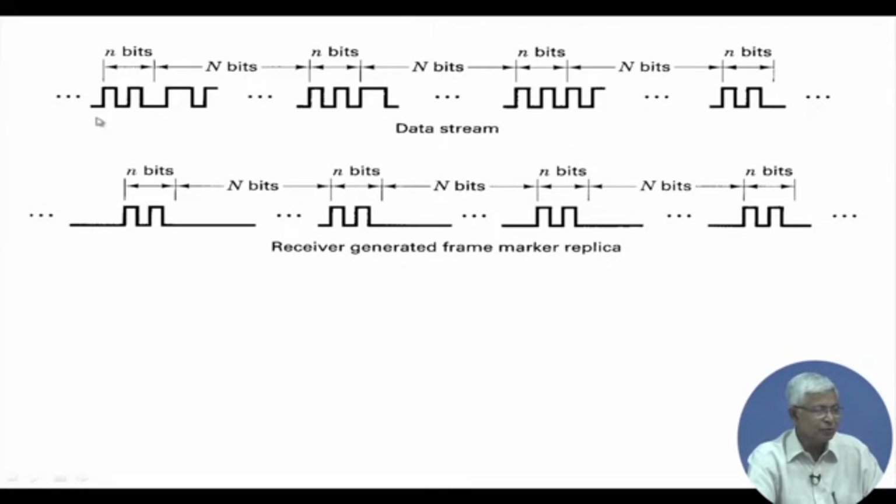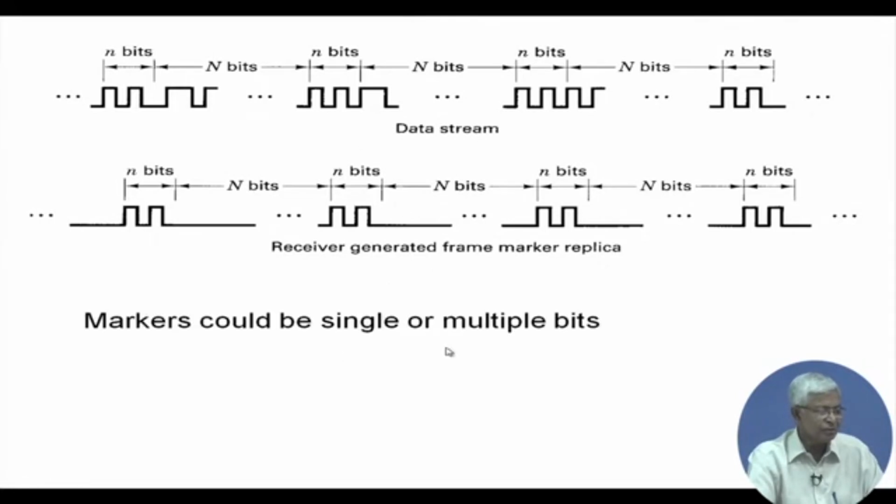Whereas the receiver knows this pattern 1010, and these n bits, he tries to match where this pattern appears, and previous to this pattern and later the trailing part of the pattern, he sets it as 0. So, with this pattern he tries to lock. So, the receiver generates a local frame marker replica, and with that it tries to lock. The marker could be a single bit, it could be multiple bits, as we said. So, let us see the advantage of a single bit marker.